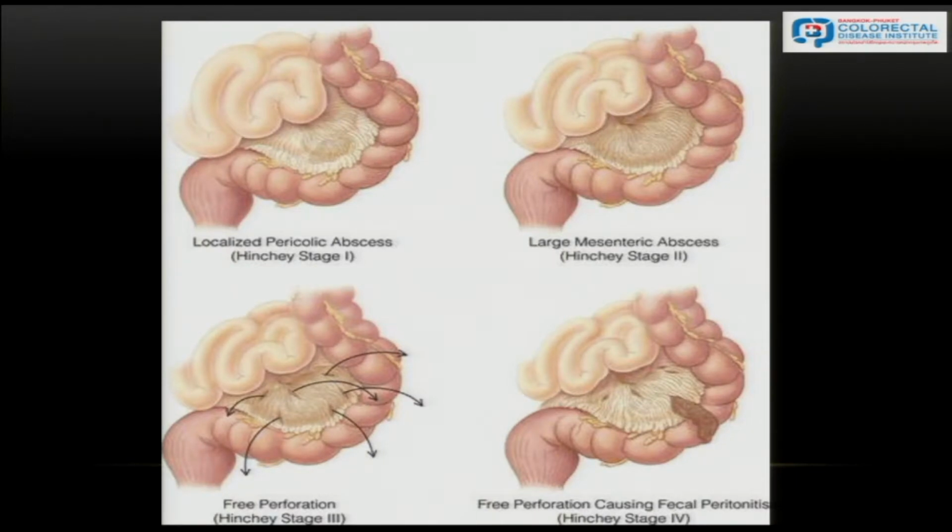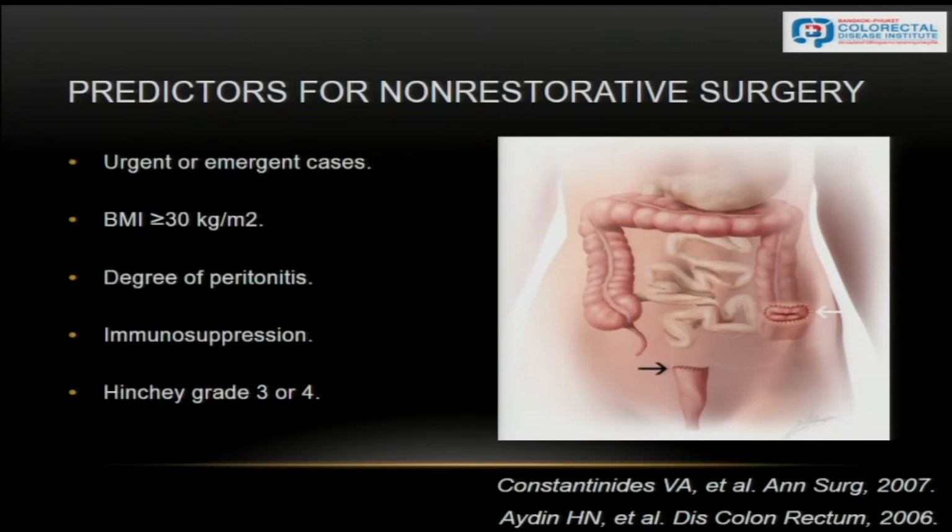Once we see the scans, we go back to our classical Hinchey classification, and today's talk would be specific on Hinchey stage 3 and 4, which means purulent drainage or peritonitis and fecal contamination of the peritoneal cavity. In the old days, and perhaps some of us are still practicing, using the Hartmann procedure, and some of us would go for an open Hartmann procedure for this kind of problem.